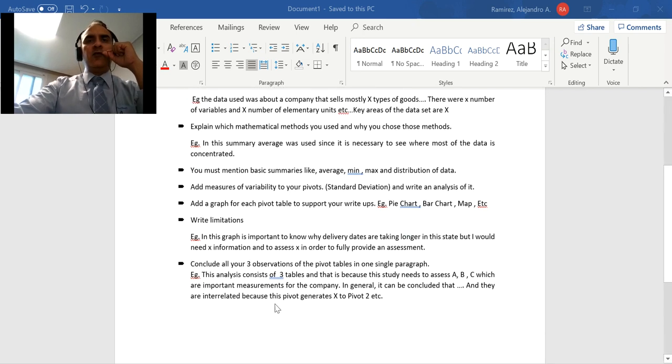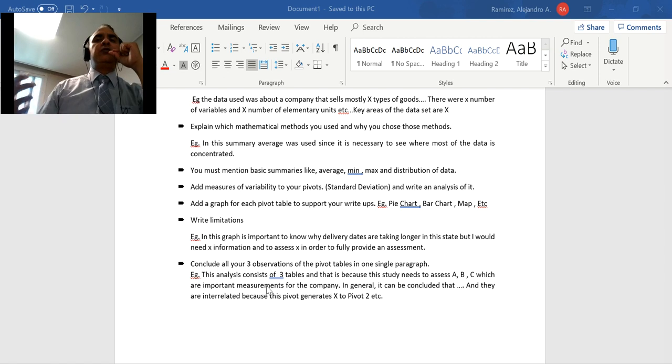And then you're going to write a conclusion, compiling the 3 observations in one single paragraph. So in this case, we're going to say, okay, with these 3 pivot tables, we were able to understand the performance in terms of the sales, in terms of the revenue, in terms of something else. We put them together, we realize that the company is performing very well, but we need to address some of the issues of the locations, etc.